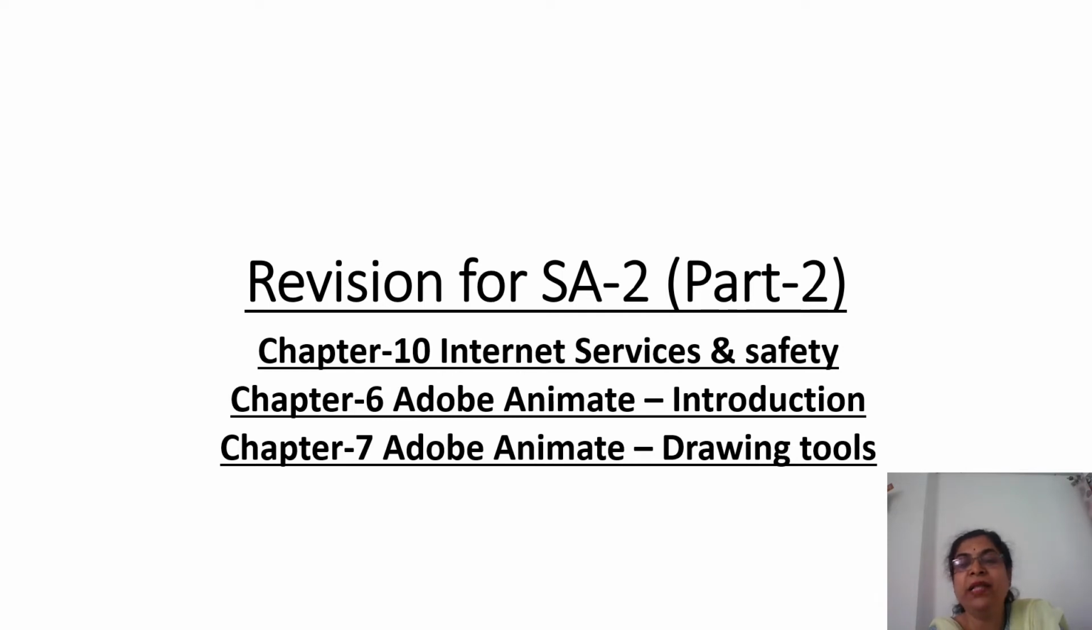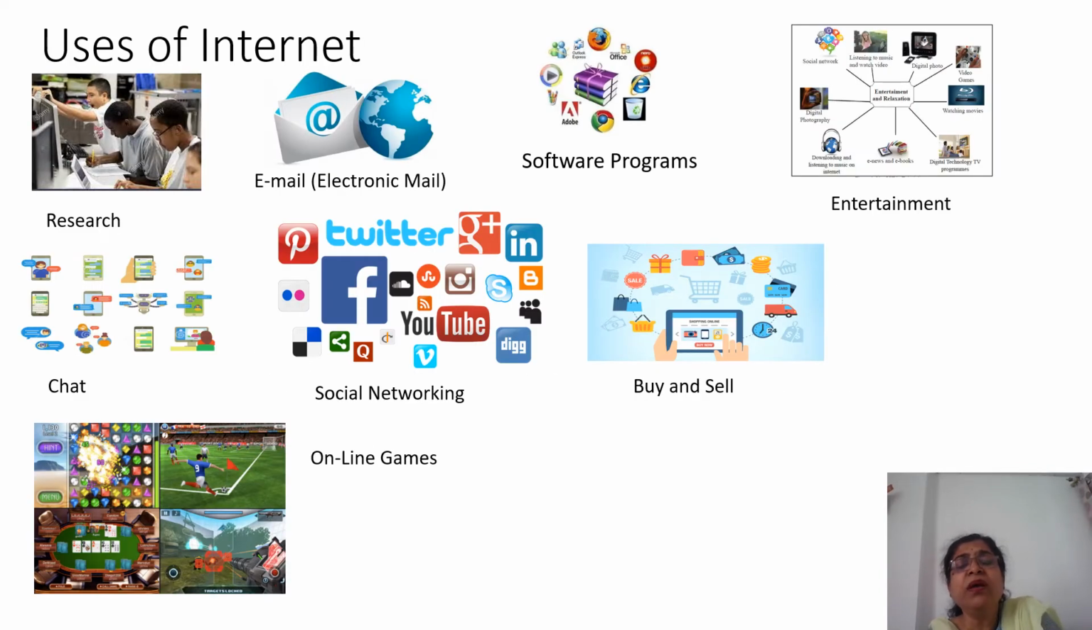That is chapter number 10, 6 and 7. Chapter number 10, Internet Services and Safety. 6 and 7, Adobe Animate, Introduction and Drawing Tools. Now in this, we see the Internet chapter here.